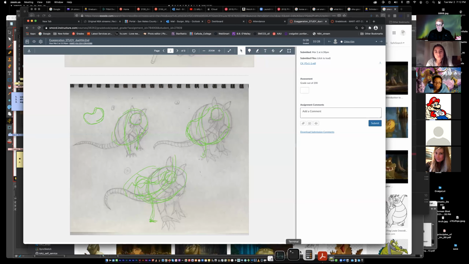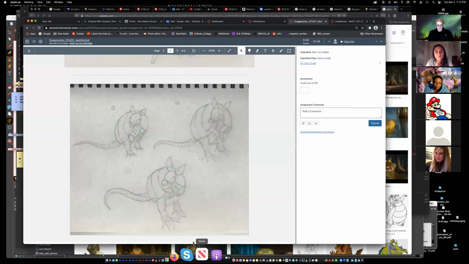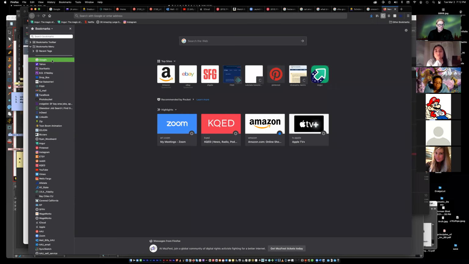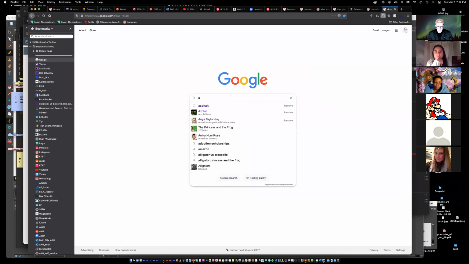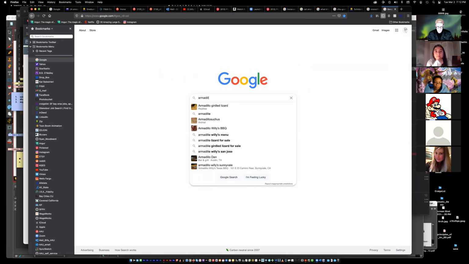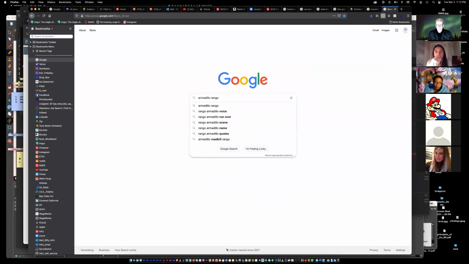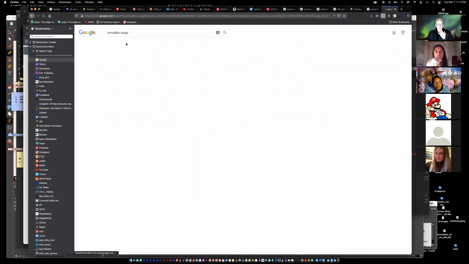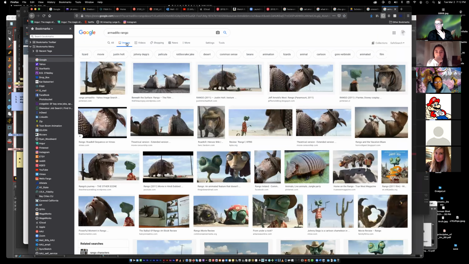Let me see if I can route out the example of the one that's just riding in my mind right now, and that was an armadillo, right? There was an armadillo in Rango. Did you see Rango? Yeah, it's wonderful.